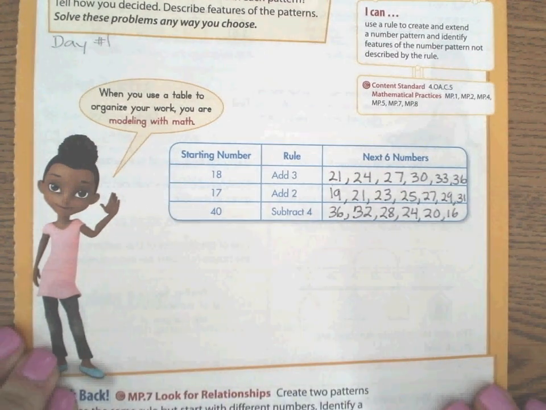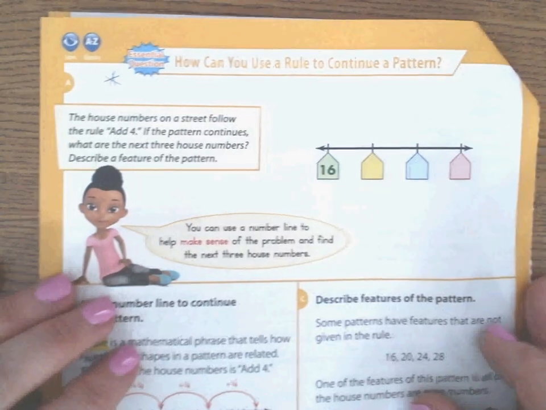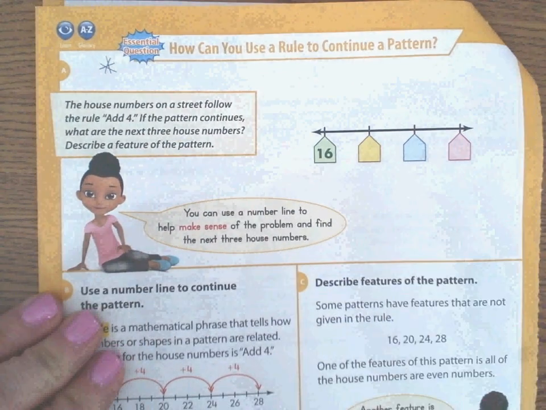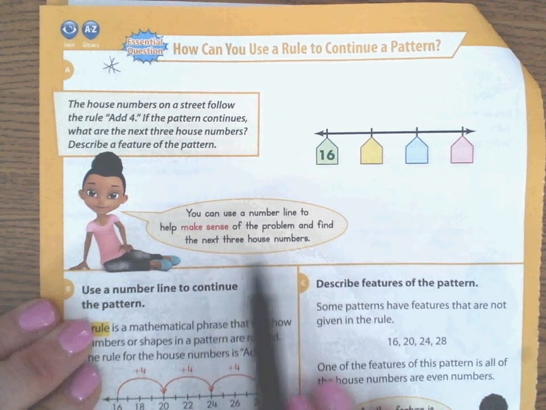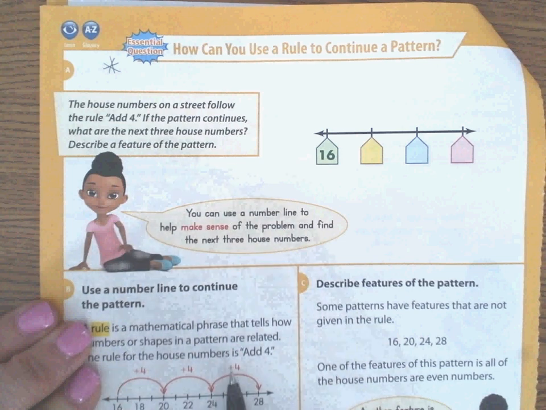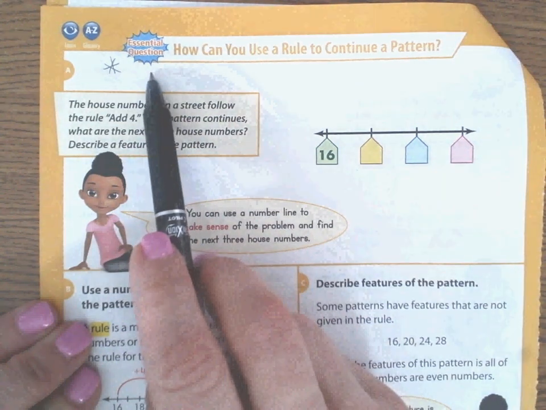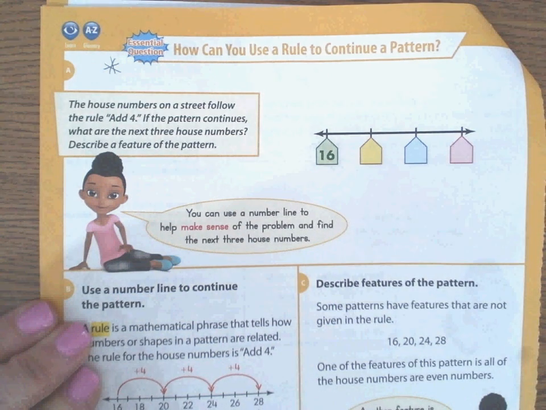And then what I want you guys to do is turn the page. And we're going to take a look at the essential question. Normally students watch the video of this as the visual learning bridge, but we're just going to go over it together using the pictures in their book. So the essential question is, how can you use a rule to continue a pattern?